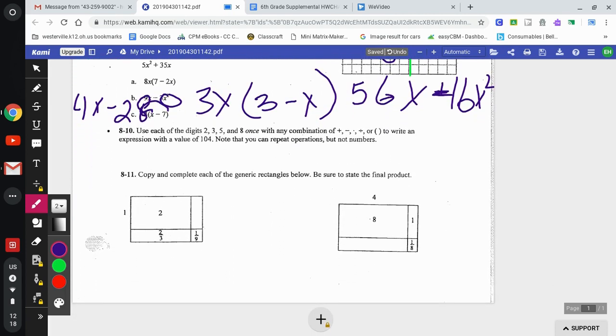All right, finally, the final two, 8-10. Use each of the digits 2, 3, 5, and 8 once with any combination of addition, subtraction, division, multiplication, or using parentheses to write an expression with a value of 104. So again, I'm going to leave this one to you. It's kind of a puzzle. But again, you got to use each digit 2, 3, 5, 8 once with any combination to get an answer of 104. So how are you going to use those numbers and properties to get 104?